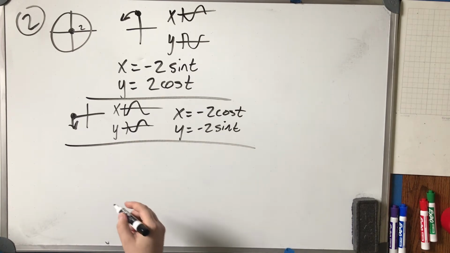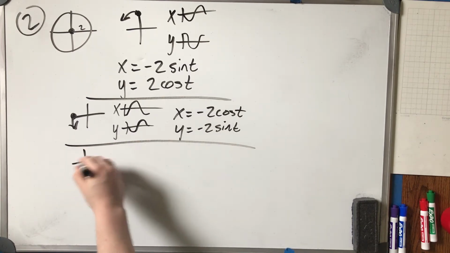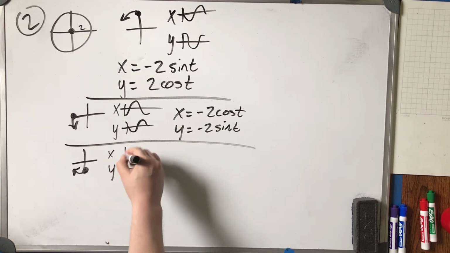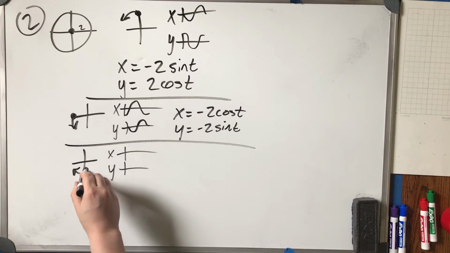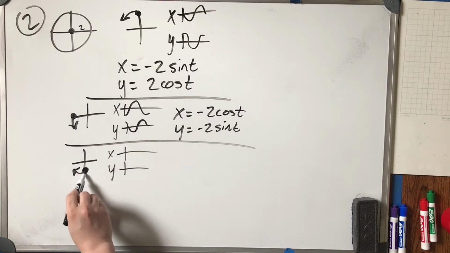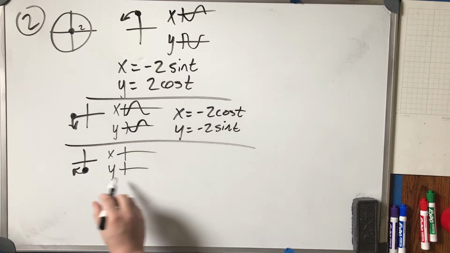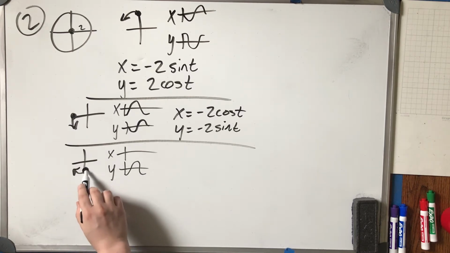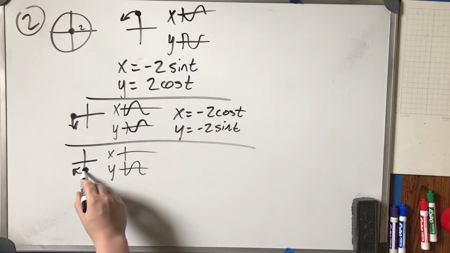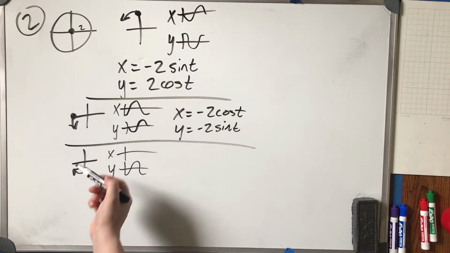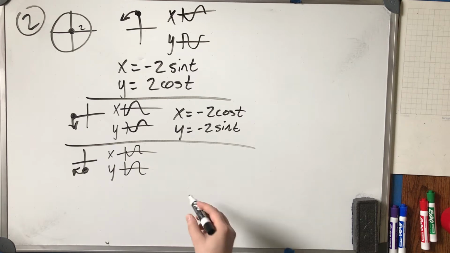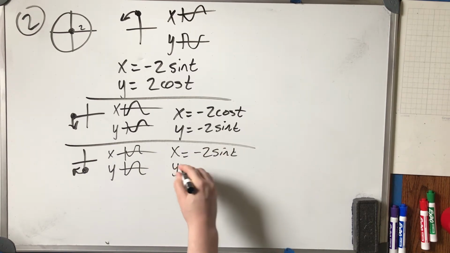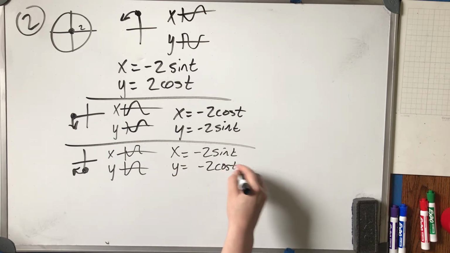Next one, we're starting at 0, -2, so that's down here, and we're going clockwise. Again, just trying to figure out which one is sine or cosine. Cosine is the one we start with, and that's going to be down here at a y value. I'm letting it be negative cosine because we're starting at a negative y value. X is going to go negative because we're going in a negative x direction. So x is going to be -2 sine t, and y will be -2 cosine t.